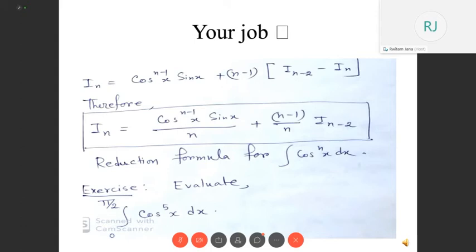Now this is one of your homework and you have to do it. Evaluate 0 to pi by 2 cos to the power 5x dx. Find the value of 0 to pi by 2 cos to the power 5x dx. Okay, this is your homework and you have to do this part.